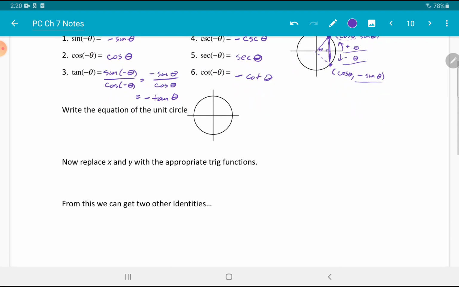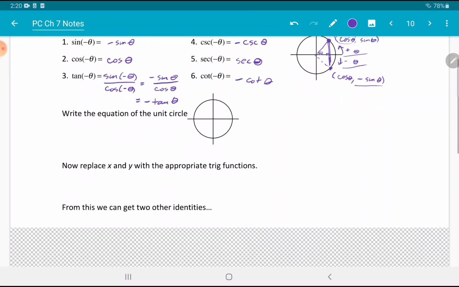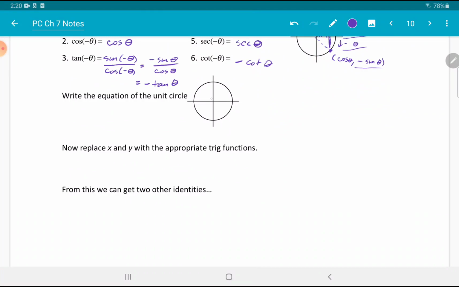Moving on to another property that we have discussed in the past. If we look at the unit circle, we know that since it's a unit circle, there's a radius of 1, and this has the point x comma y. So in terms of the unit circle equation, we could say that x squared plus y squared equals 1.